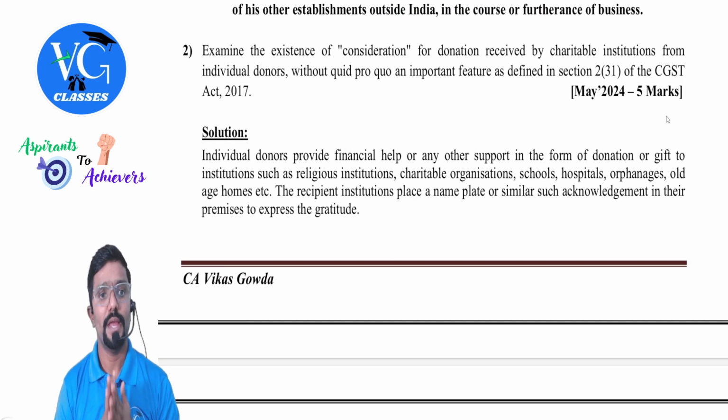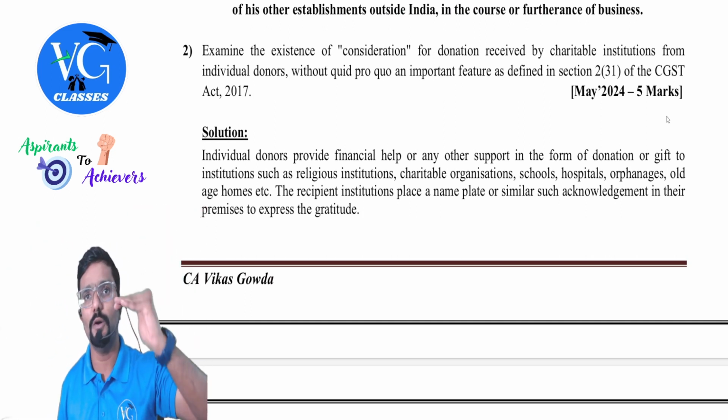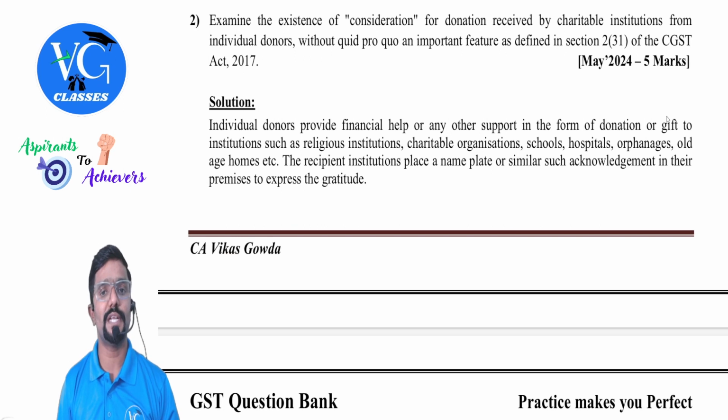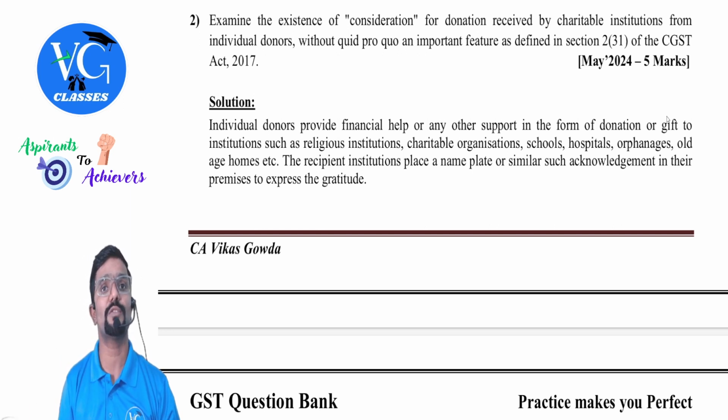Next, second one. I am not explaining it because everything we have already taken care of. I am just telling you how to present it. But wherever explanation is required, I will do it, guys. Examine the existence of consideration for donation received by a charitable institution from individual donors without quid pro quo. An important feature as defined in section 2 clause 31 of CGST Act 2017.